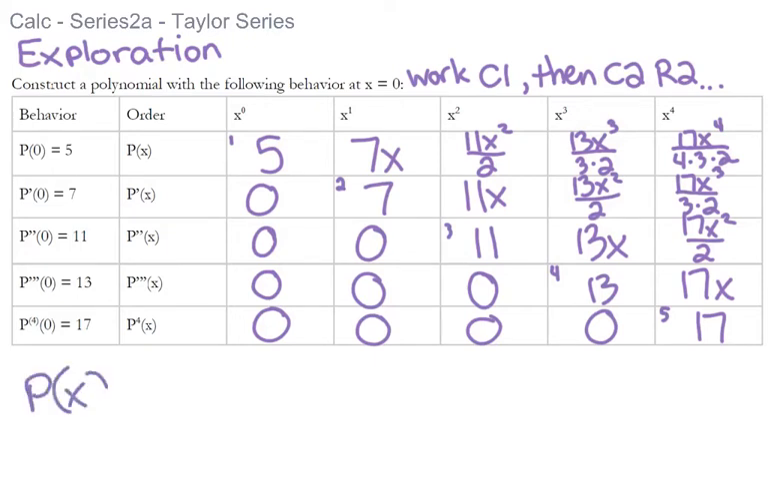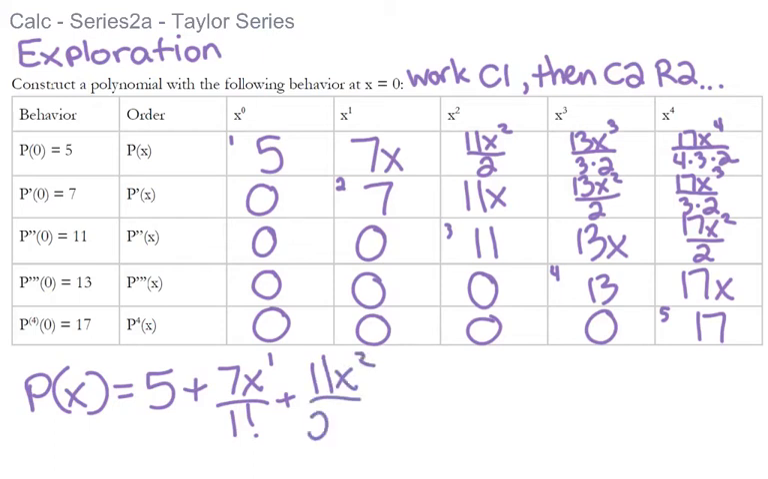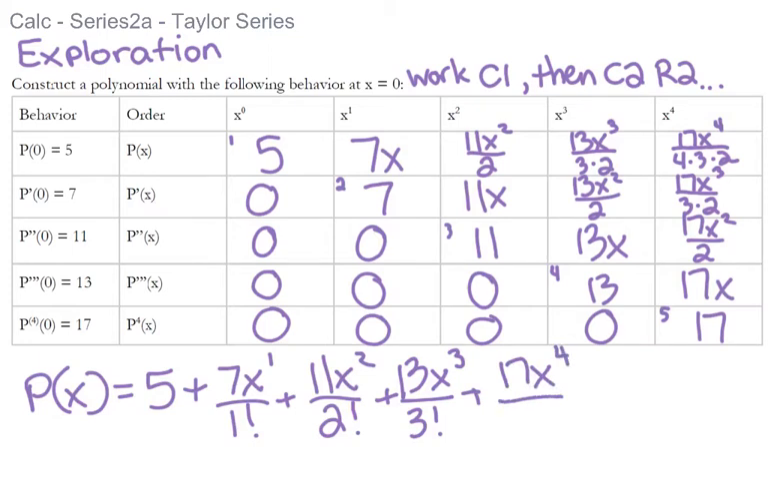The polynomial that would satisfy all these results is that first line. And I'm writing that with all of the powers and the denominators as they are. I have 11x squared over 2 times 1, which is 2 factorial. And I have 13x cubed over 3 times 2, which is the same as 3 times 2 times 1, which is 3 factorial. And the final one is 17x to the 4th over 4 factorial. Now that stops there. It doesn't go on forever, but if we really wanted to, we could write this as an infinite series.